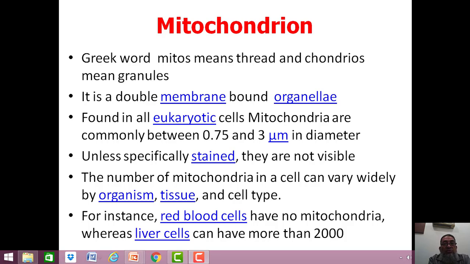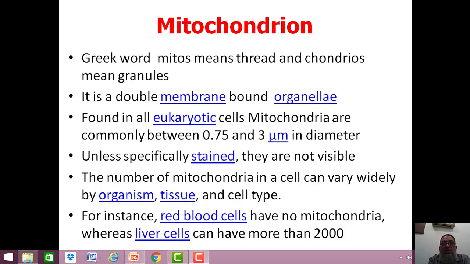Greek word: mitos means thread and chondrion means granule. It is a thread-like granule, meaning it is small in size. It is a double membrane bound organelle found in all eukaryotic cells. Mitochondria are commonly sized between 0.75 and 3 micron in diameter. Usually, unless specifically stained, they are not visible.